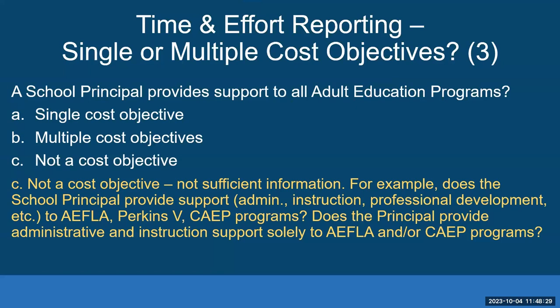And this is the last one. We have a school principal who provides support to all adult education programs. And again, we will need to know the functions of the services that the employee performs to make a determination. So in this case, there is not sufficient information to determine a cost objective. We will need to know what kind of support the principal provides and what kind of programs are supported.